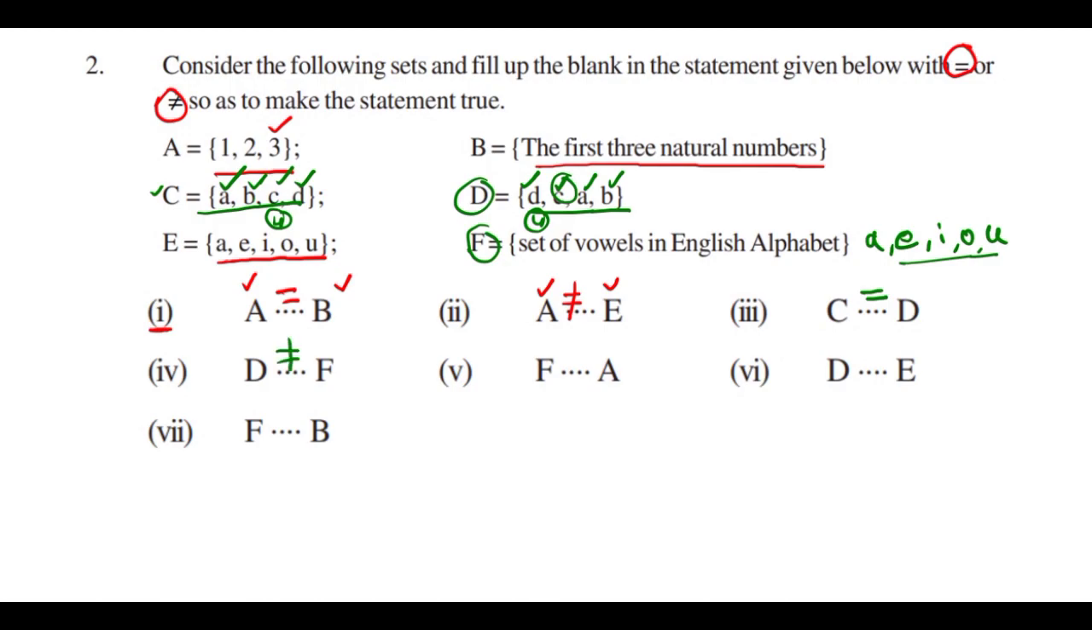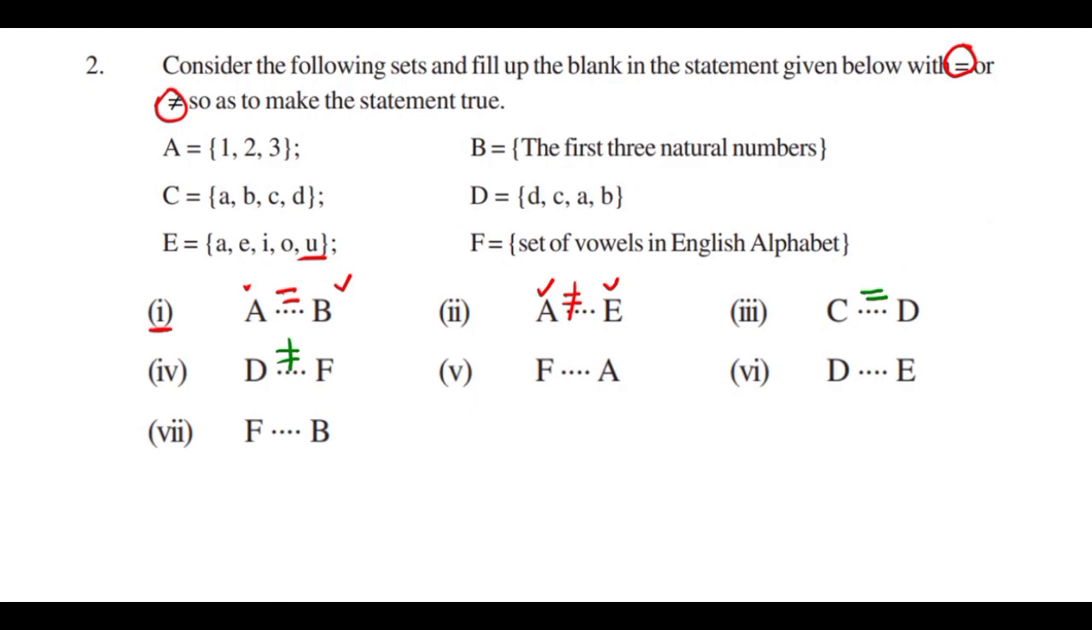F and A. Better we can erase this and then continue. What is F? This is F. What is A? This is A. F is the vowels in the English alphabet. Just now I wrote A, E, I, O, U. But A is 1, 2, 3. How can it be equal? No, this is not equal.